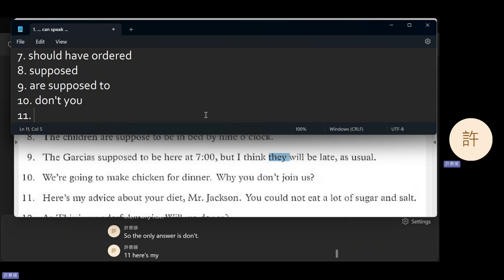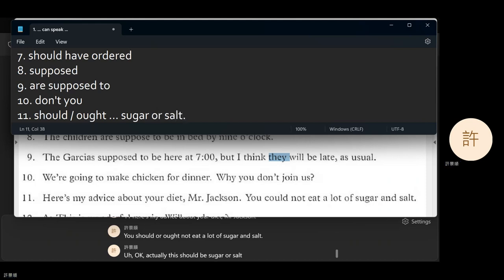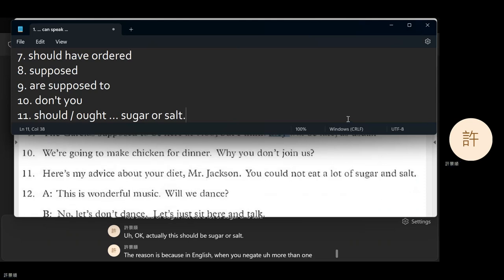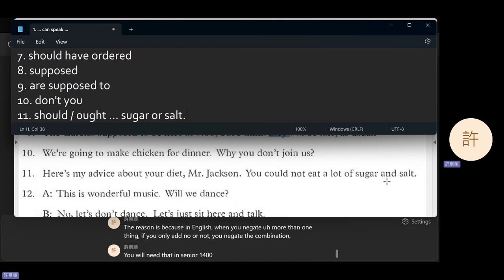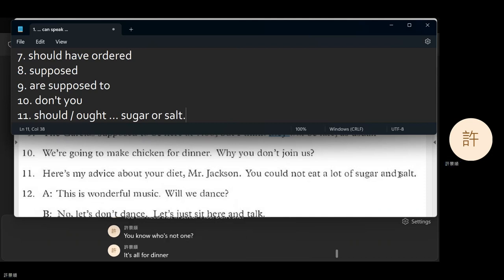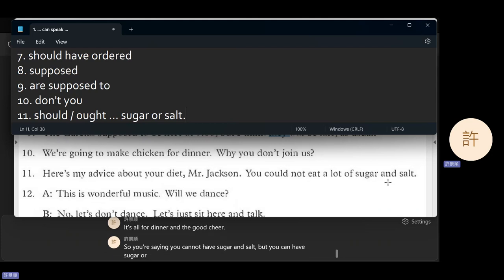11, here's my advice about your diet, Mr. Jackson. You should or ought not eat a lot of sugar and salt. Okay, actually, this should be sugar or salt. The reason is because in English, when you negate more than one thing, if you only add no or not, you negate the combination. 如果你在英文里面你要同时否定很多东西，如果你只是单纯加一个 no 或是 not 的话，你所否定的是 and 这个集合。 So you're saying you cannot have sugar and salt, but you can have sugar or you can have salt.